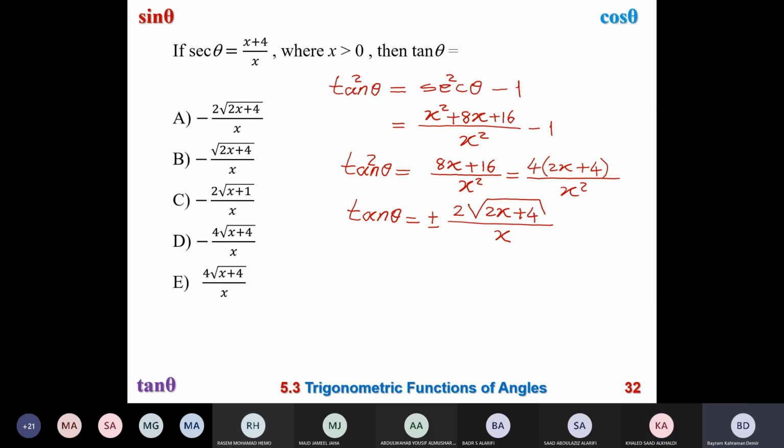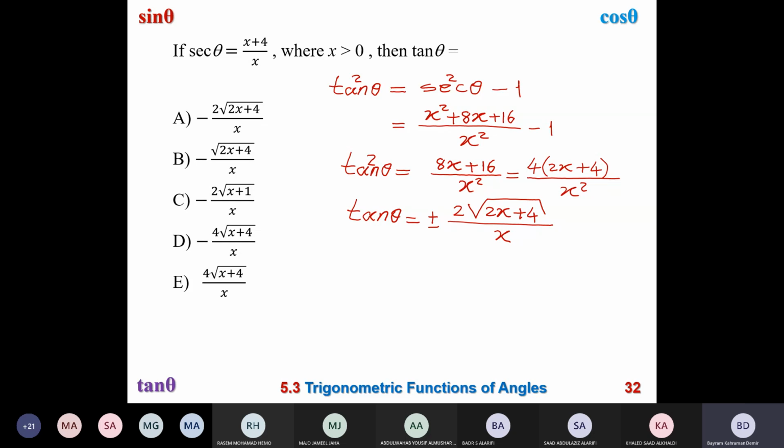Secant theta is what? What is secant theta? It's positive. Secant is positive. Does it tell you anything about the location? Yes, either quadrant 1 or quadrant 4.